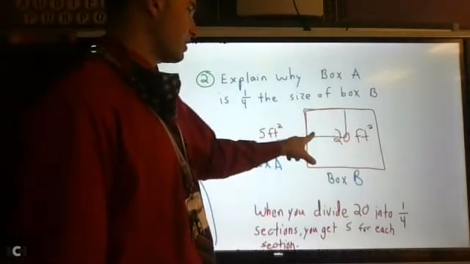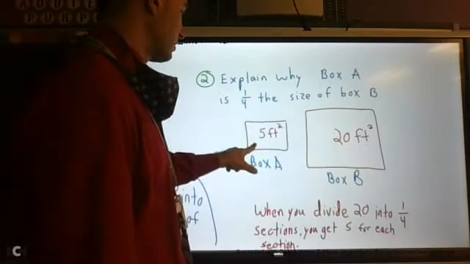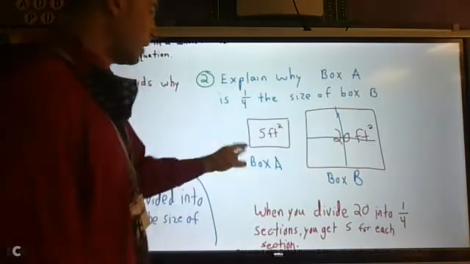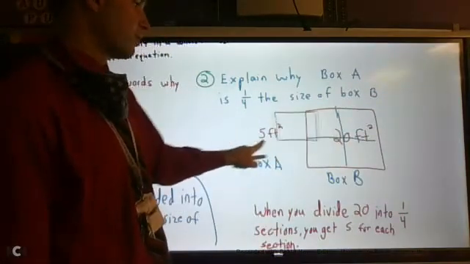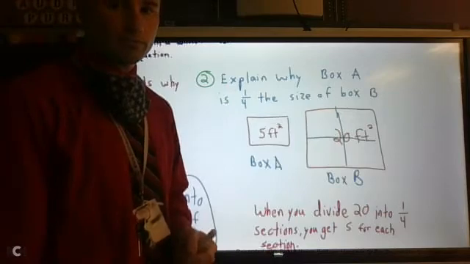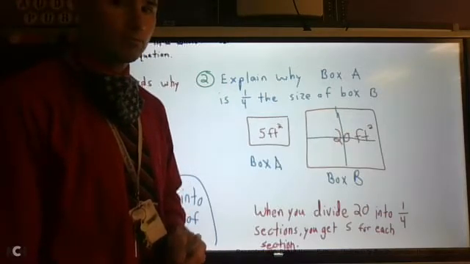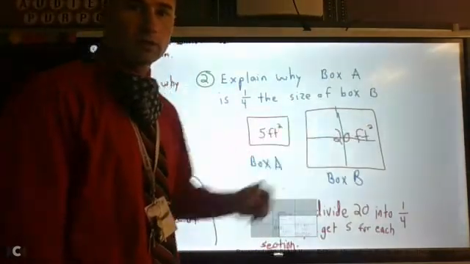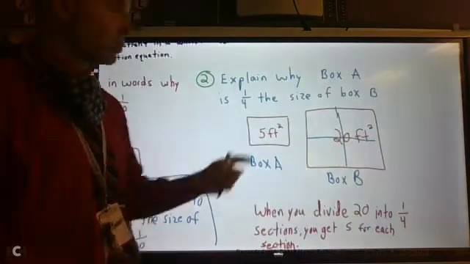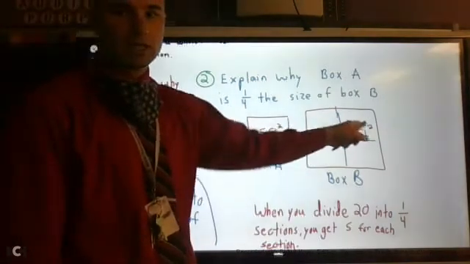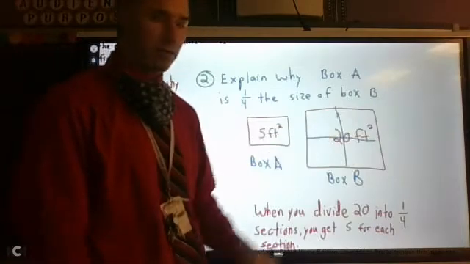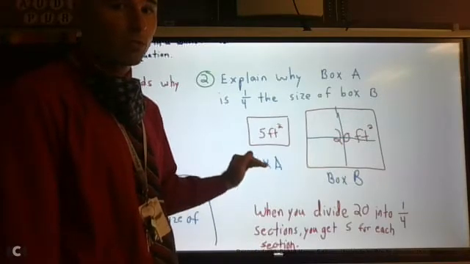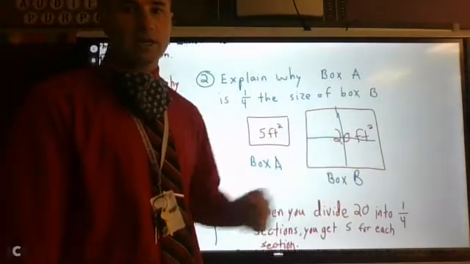What does that look like? If I divide this rectangle into 4 rectangles, one of those rectangles will be 5. One of those smaller rectangles will be 5. That's what that's saying. When you divide 20 into fourths, 1, 2, 3, 4, 4 sections, you get 5 for each of those sections. 5, 5, 5, and 5. That is how you explain why box A is 1/4 the size of box B.